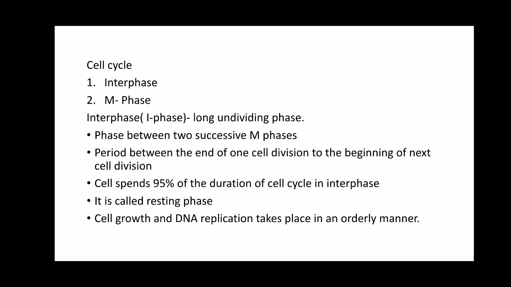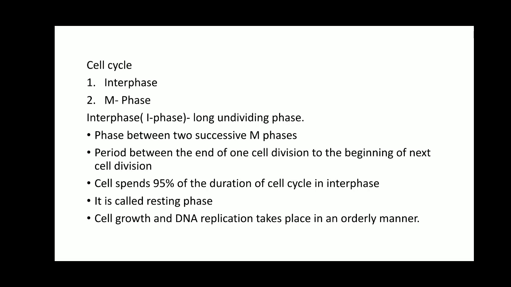So interphase is also known as I phase or it is also known as long undividing phase. But M phase is known as mitotic phase where the division of nucleus is going to take place. Whereas in interphase, the cell is not going to divide but the cell is only going to grow, increase in size, not in number. That is, cell growth is going to take place in interphase. So this phase is known as long undividing phase, or it is also called resting phase or not dividing phase. Getting?